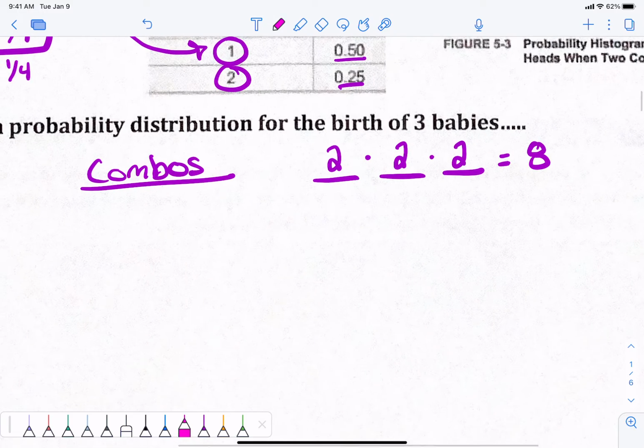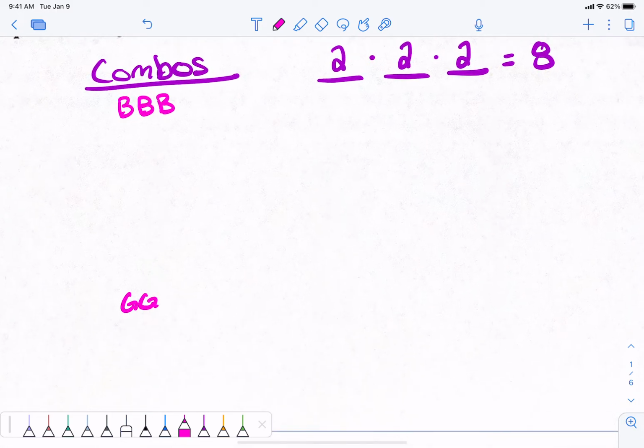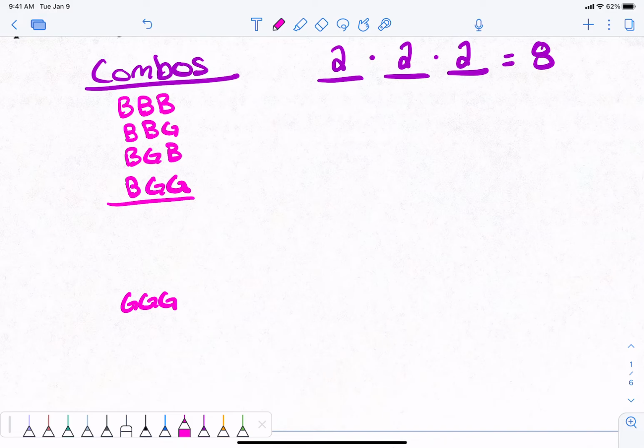Let's start listing out some combos. What could I have? Boy, boy, boy. I'm going to go to the very bottom and go girl, girl, girl. There are exactly 4 combinations that start with boy and 4 that start with girl. Boy, boy, girl. Boy, girl, boy. Boy, girl, girl. Okay, let's start with the girls. We're missing 3, right? Girl, girl, boy. Girl, boy, girl. And girl, boy, boy.